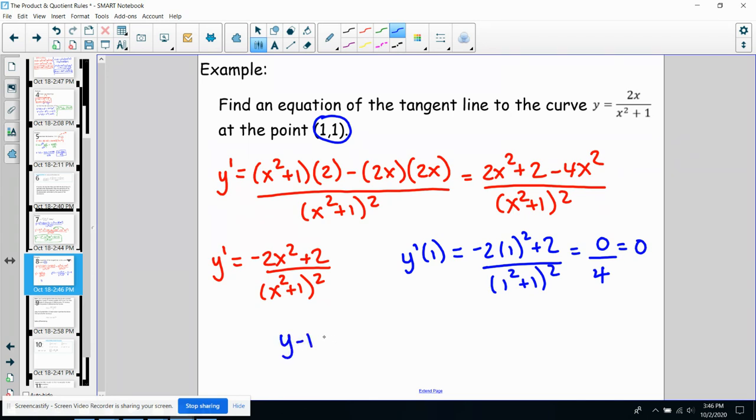So y minus 1 is equal to the slope, which is 0, times x minus 1. So if I solve this, I end up getting y equals 1. So my tangent line equation would be y equals 1.